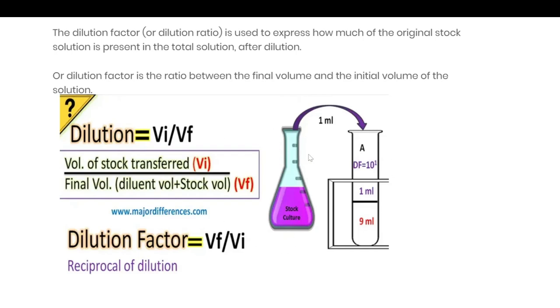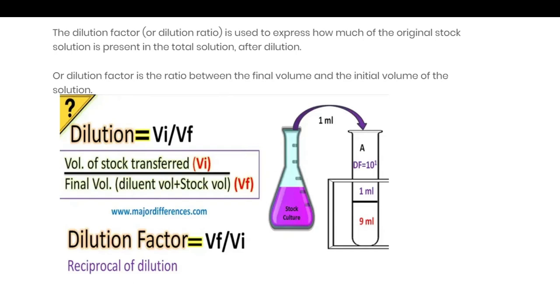Dilution factor is 1 by dilution. So dilution is basically the initial volume divided by the final volume. The initial volume that you have taken is 1 ml, and the final volume will be 1 plus 9, that is 10 ml. So your dilution here is 1 by 10.